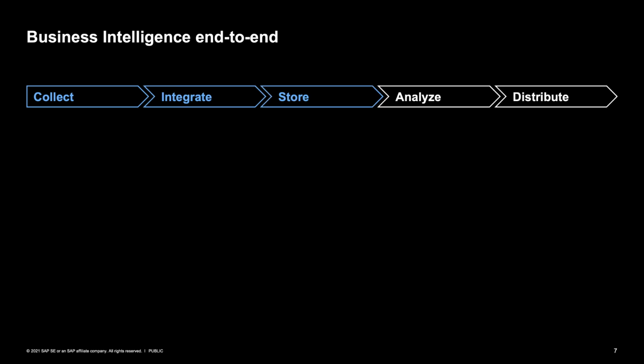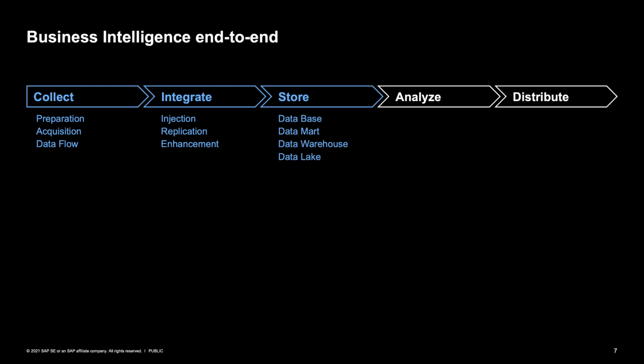Now, let's take a closer look at an end-to-end business intelligence process. In numerous literatures, business intelligence end-to-end is described as consisting of the following 5 steps: collect, integrate, store, analyze, and distribute. If collect, integrate, and store have been covered in season 1 and are depicted in blue, analyze and distribute have been covered in season 2 and are depicted in white. Collect contains preparation, acquisition, and data flow, and integrate includes injection, replication, and enhancements. And store finally contains database, data mart, data warehouse, and data lake for all data management and data storage.